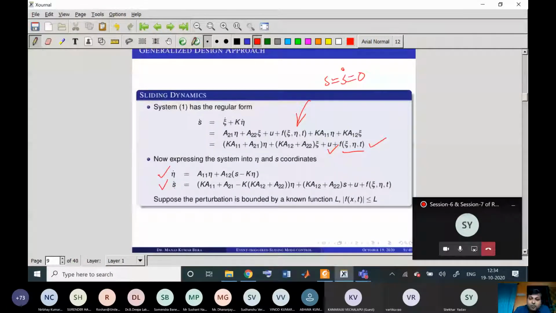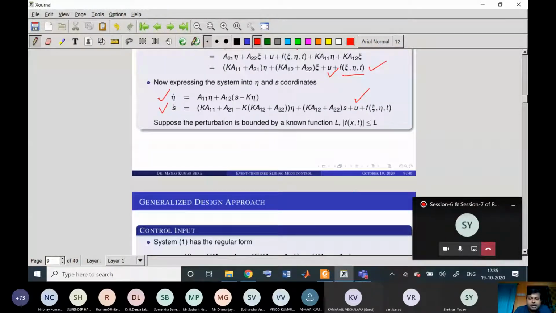Now we want to design a U in such a way that we can make S and S dot equal to 0, and if we make S and S dot equal to 0, then we want to study what will happen to the eta dynamics. And here the clue is that we know the maximum bound of the disturbance F. So to do that, we will design a U in the form of like this.